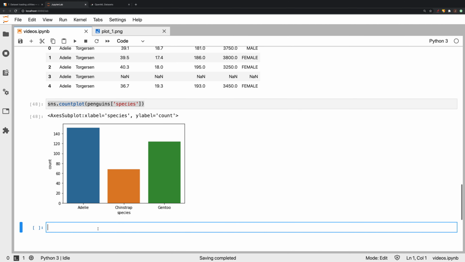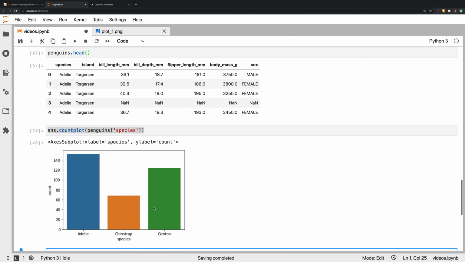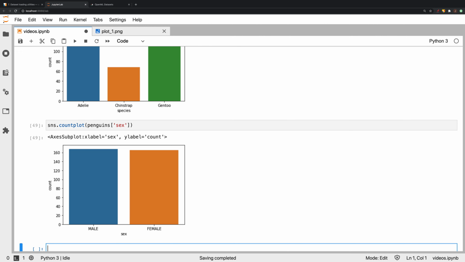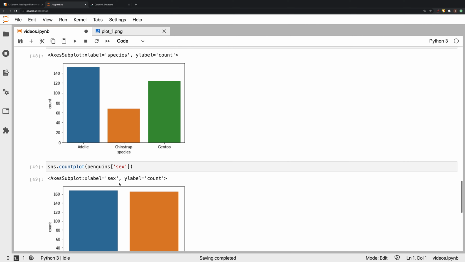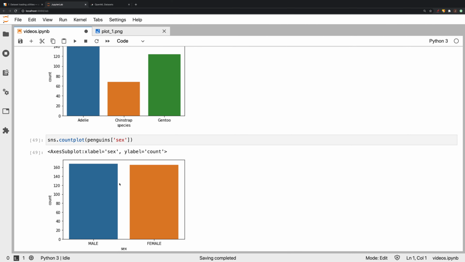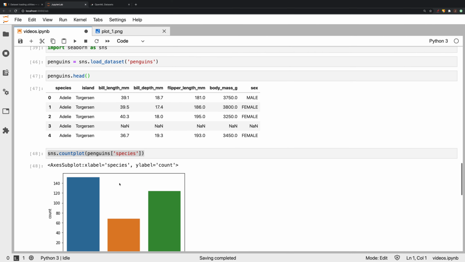We could see if there were similar numbers of male and female penguins in our data. Looks like it. All right, so there's the count plot, helper for any of these categories.